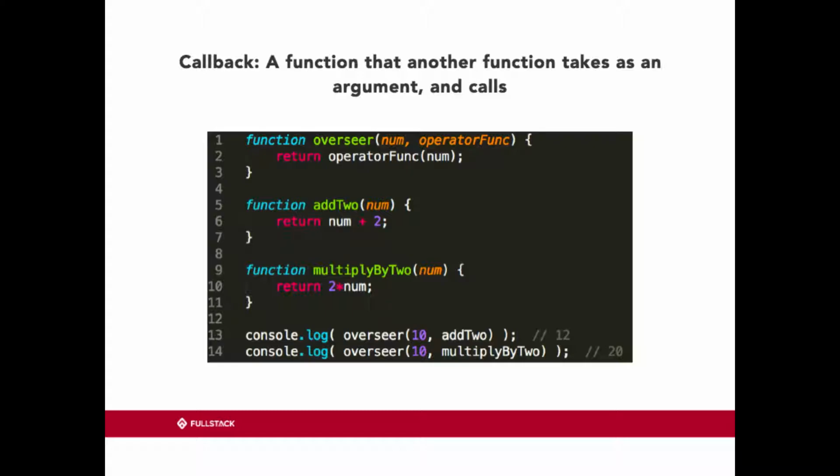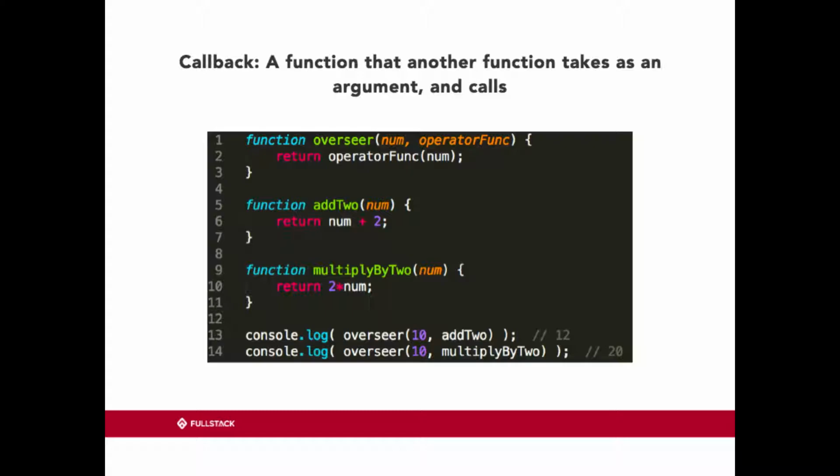What's the function we're passing in? It's called add2, and it takes in a number and just adds 2 to it. So if I was to execute this function, overseer is going to get add2, it's going to get 10, it's going to call add2 on 10, and add2 is going to return 10 plus 2, so 12. It's going to return it to overseer, and then overseer is going to return the 12 back to its console log. So that's why at the end of it, we log out 12.